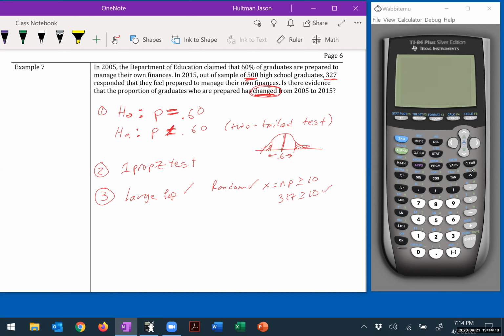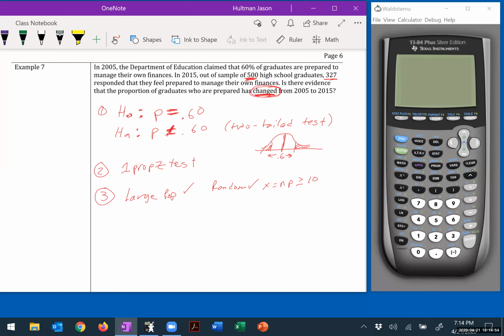Okay, what about n times q? Is that greater than or equal to 10? Well, what is n times q? Well, it's the ones that aren't prepared. That's 500 minus 327, which is... whoops, I did this wrong. It's not 327, I'm sorry. I screwed up, my bad.